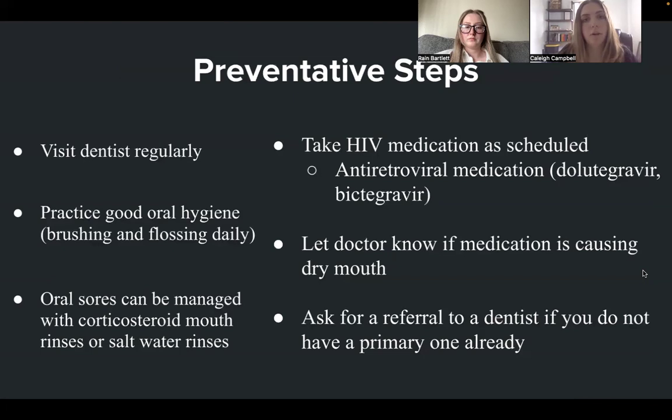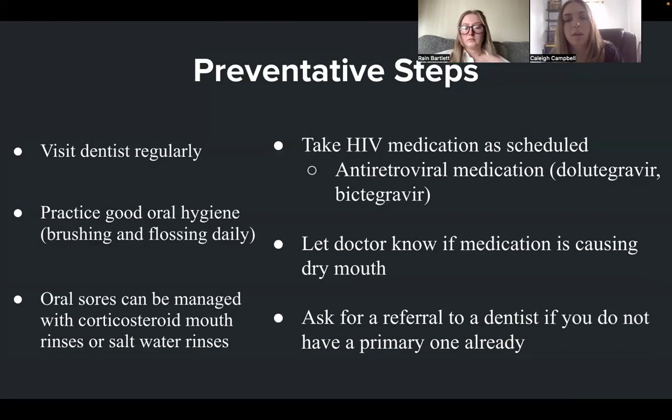So some preventative steps that these patients can take just to maintain their oral health and their comfort. They can visit the dentist regularly and practice good oral hygiene at home, so brushing and flossing daily. And then if they do have oral sores, they can be managed with corticosteroid mouth rinses, or salt water rinses can be helpful as well, just to reduce some inflammation and pain with those.